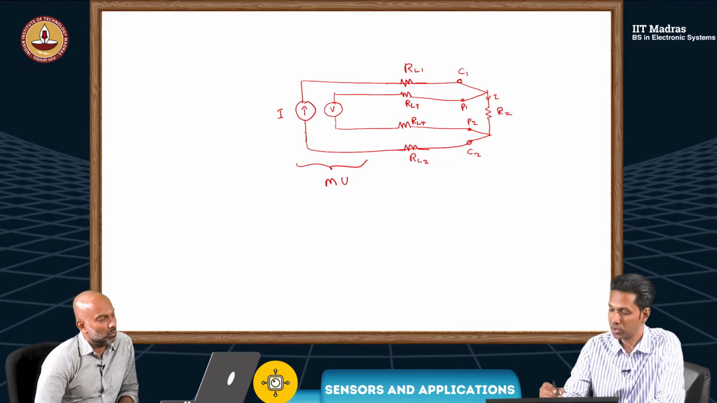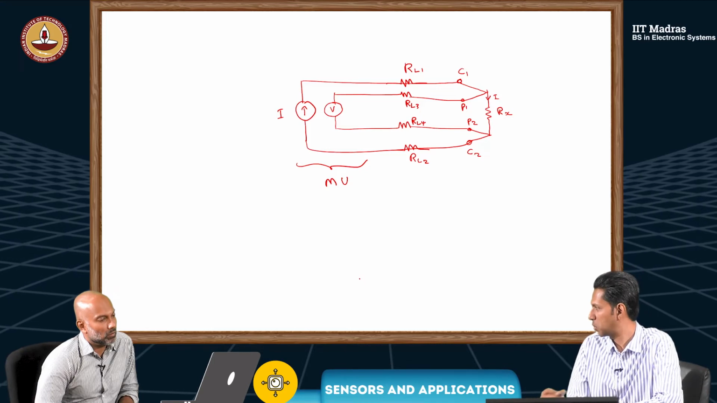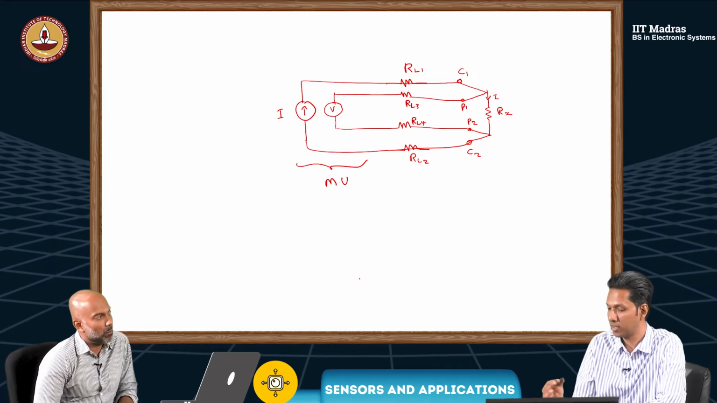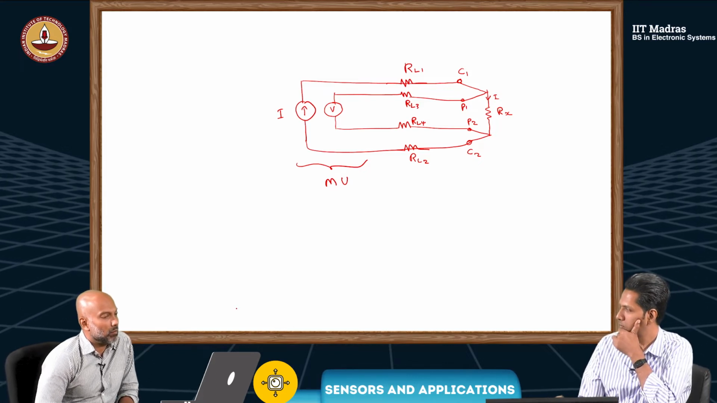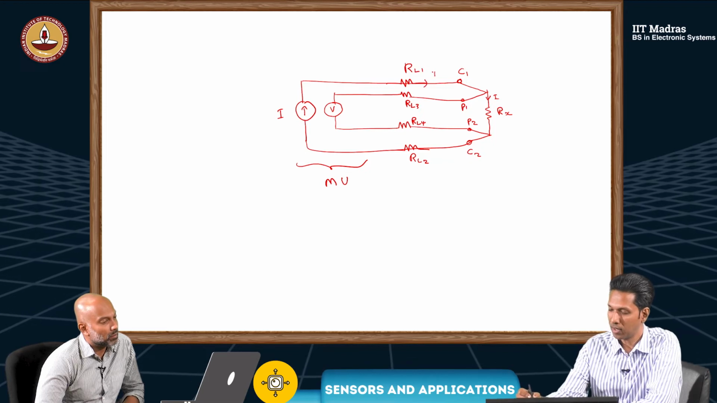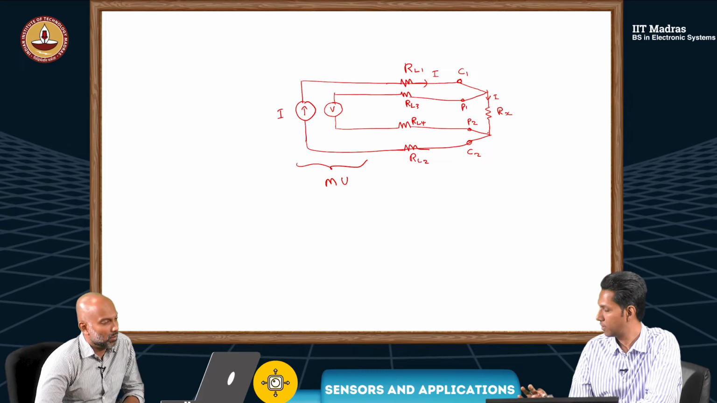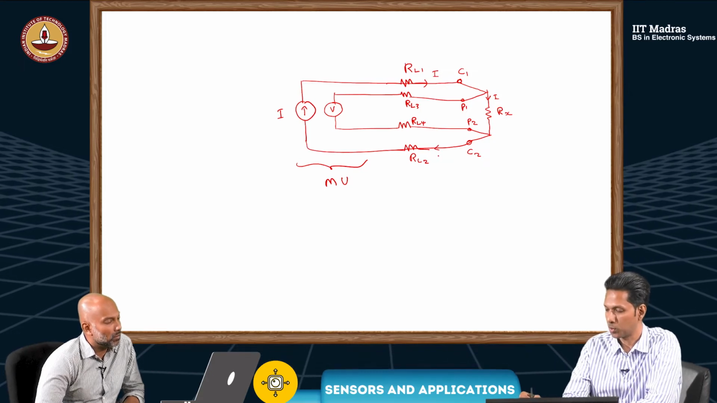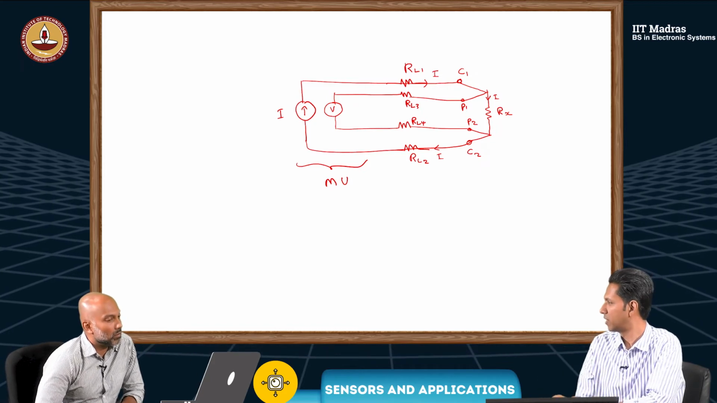Of course, since it is a current source, RL1 and RL2 will not have any effect because the same current has to flow. They are in series. How is the error due to RL3 and RL4 more? Sorry, how? See, there will be current I flowing because RL1 and Rx are in series. The same current flows through this. So the effect of RL1 and RL2 will not be there.